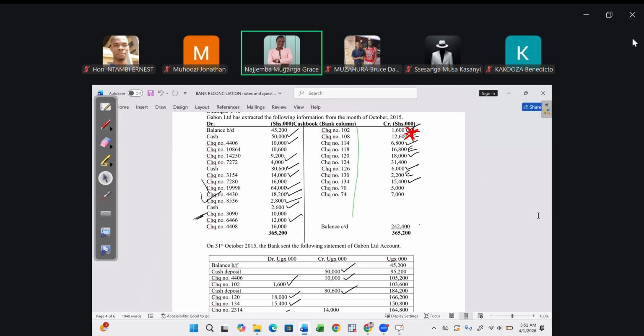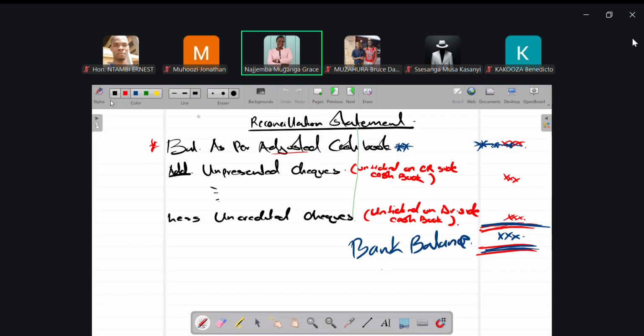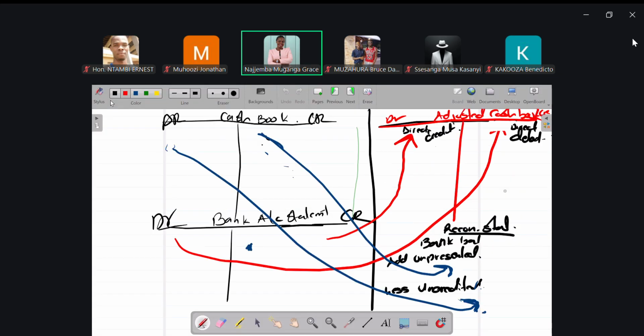So now we are going to transfer. Remember what we looked at: after that, we open up what we call the adjusted cash book. And in the adjusted cash book, we check for the unticked items in the bank and include them. Then we open the reconciliation statement. So that's what we are going to do.